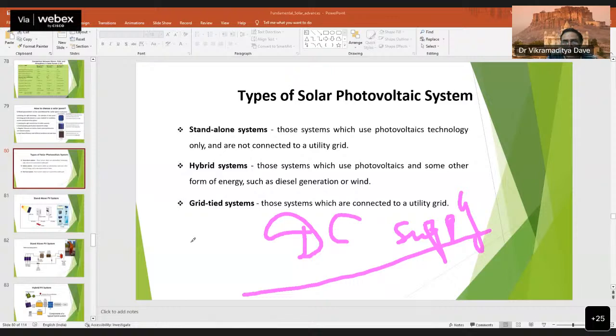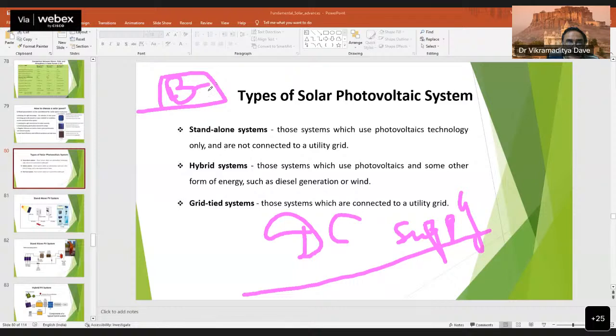Imagine you are in the summer season, using a DC device, a fan, which is directly getting supply from the panel. Sometimes it will move fast, sometimes slow, and it will irritate you. So this fluctuating DC supply cannot be used directly, so it has to be stored somewhere. Where does it have to be stored? We have a storage device called a battery.